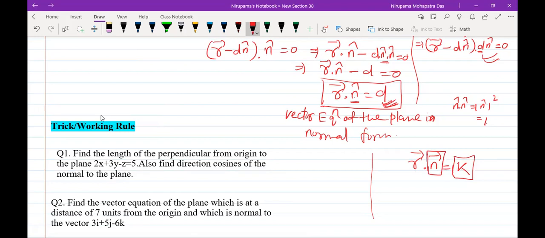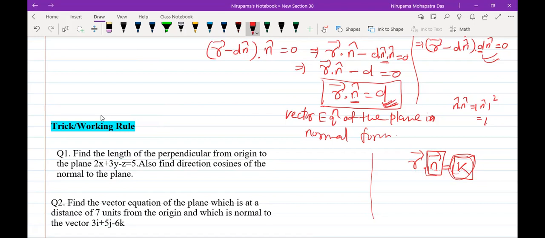If this is a unit vector, then only you can think of r dot n cap equal to d. Then only it will be the distance of the plane from the origin. Otherwise, what we can do is convert the n vector to n cap. To convert this to n cap, what do we have to do? We have to divide both sides by the magnitude of n.